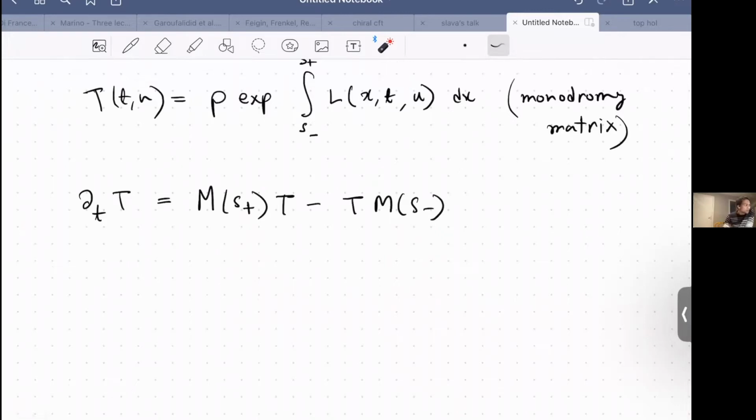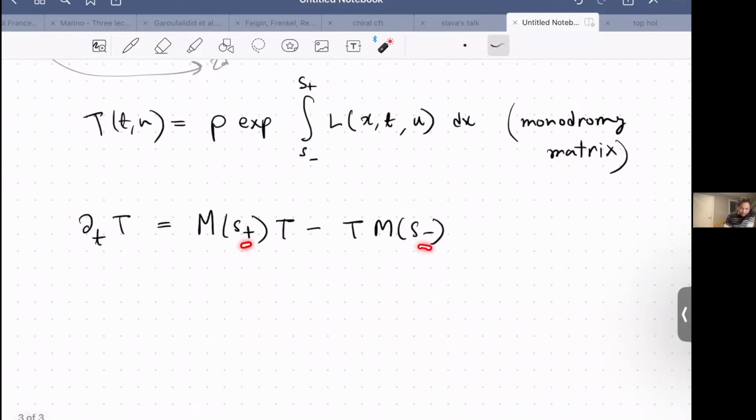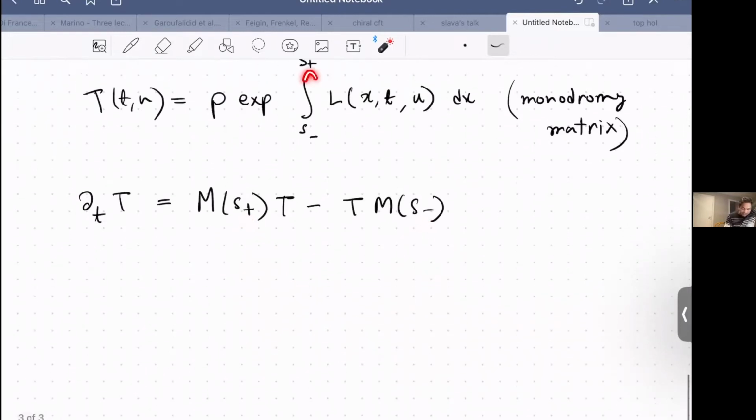Now, if you choose, for simplicity, let's say that our x direction is periodic, and I take S plus and S minus to be the same, meaning that this integration is on a closed curve. Then this equation becomes the following. If S plus and S minus are the same, then this is a commutator. Let's call it 0. I'm saying S plus equals S minus equals 0. Then you find this equation.